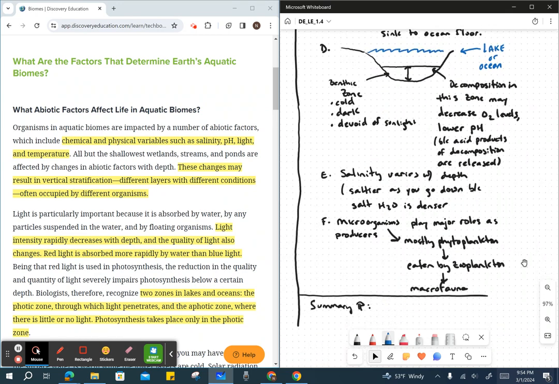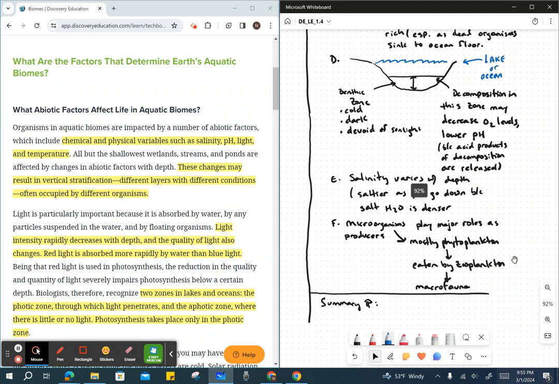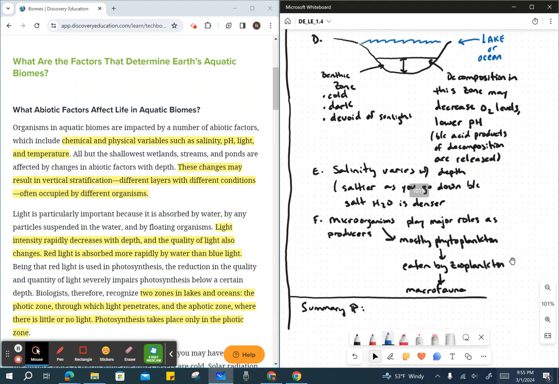Salinity varies with depth. It's saltier as you go down because salt water is denser. Microorganisms play major roles as producers, mostly your phytoplankton. Remember, these are up towards the top of the surface. They tend to get eaten by zooplankton, and in turn, zooplankton tend to be eaten by macro, not micro, macrofauna. We're starting to talk about bigger organisms, say shrimp or crawdads or other small fish.